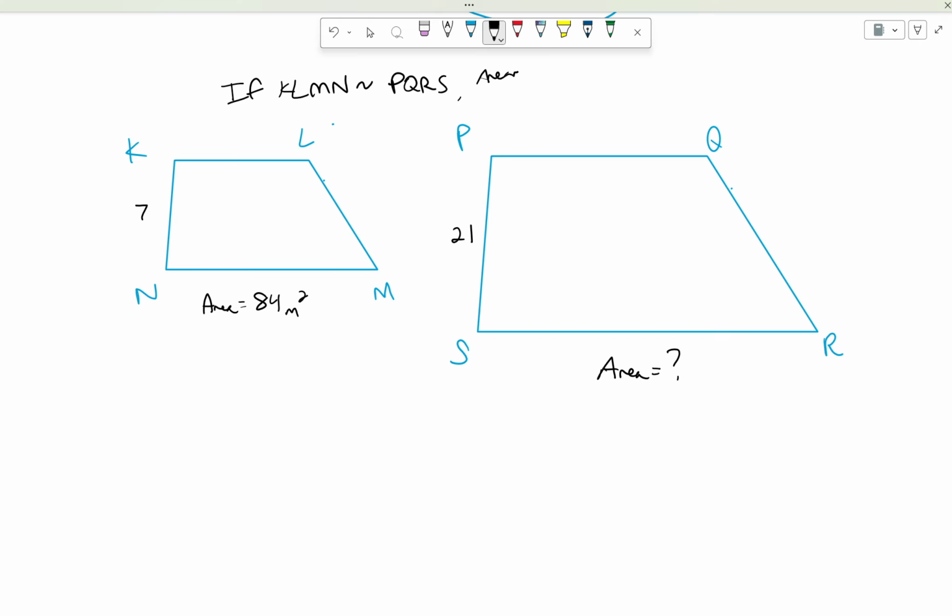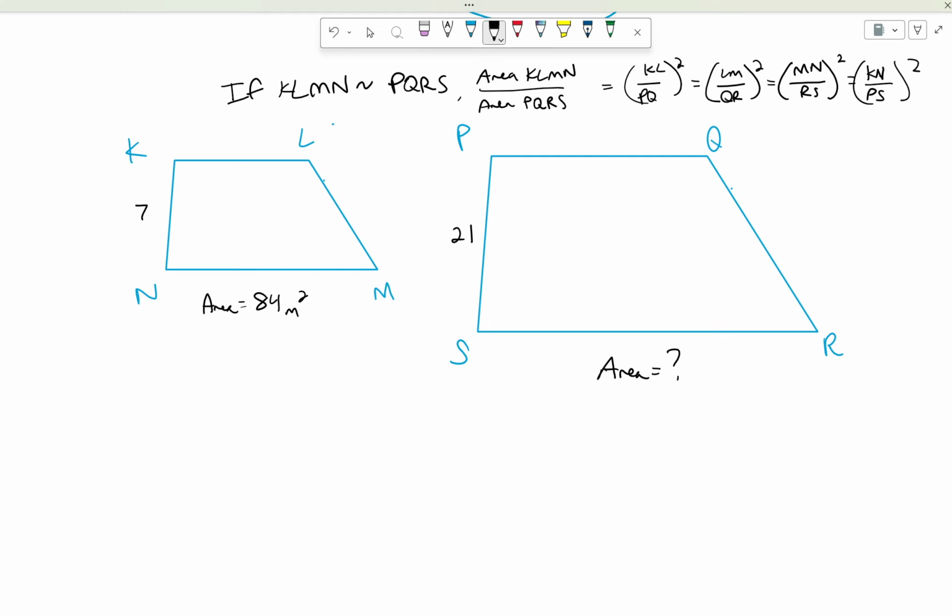then the area of KLMN to the area of PQRS follows this rule: it is the squared linear factor of any two corresponding sides. In other words, KL to PQ, or LM to QR, or MN to RS, or KN, first and fourth, to PS, squared.